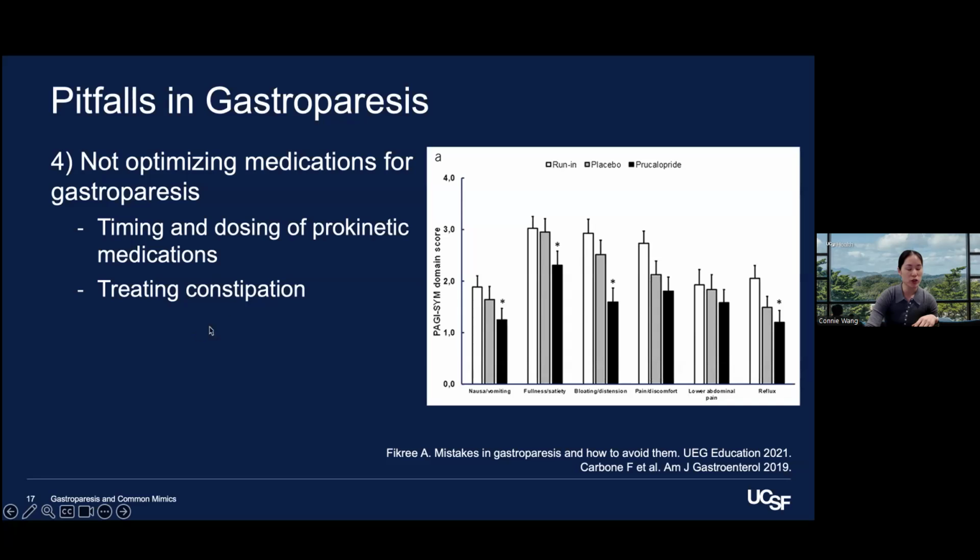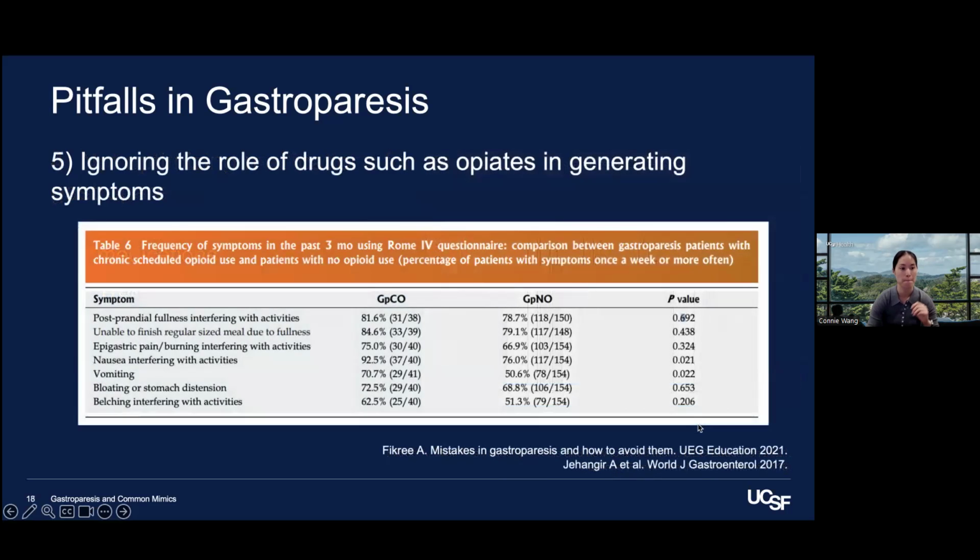And then also really screening patients and aggressively treating any underlying constipation. This was a nice study done, I think, in 2019, where they looked at prucalopride. That is FDA approved for patients with chronic idiopathic constipation, so not technically patients with gastroparesis, but in this study they gave prucalopride to patients with gastroparesis. They found that prucalopride versus placebo did improve gastric emptying, and also led to a reduction in many of the symptoms related to their gastroparesis, as well as improvement in quality of life. So prucalopride is one I actually commonly prescribe, especially if there's any underlying constipation, and I find it can be really helpful for a lot of folks.